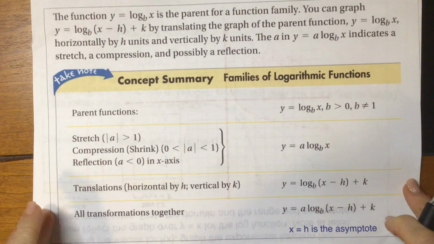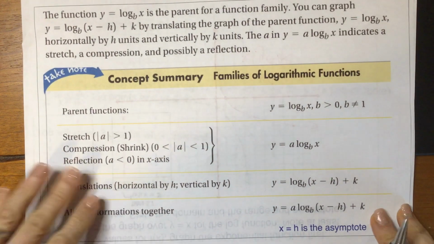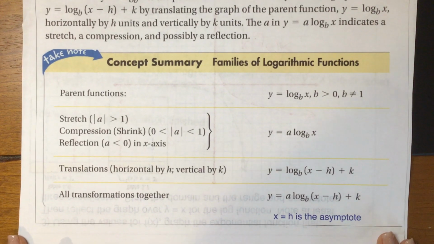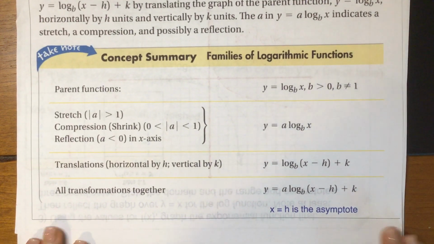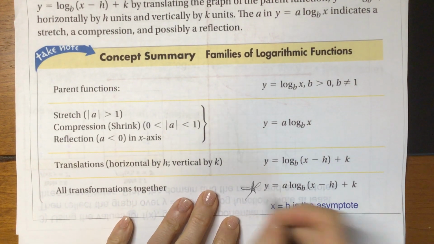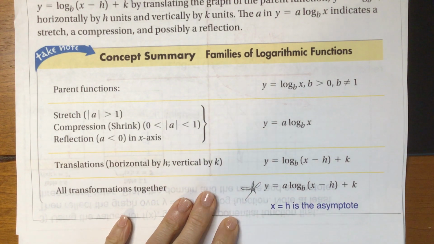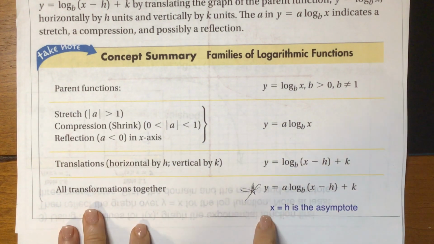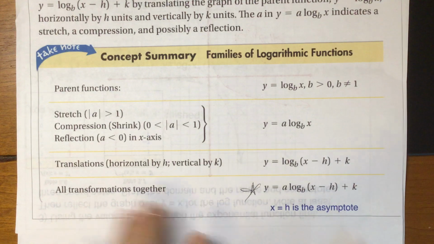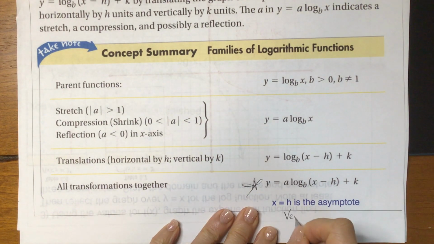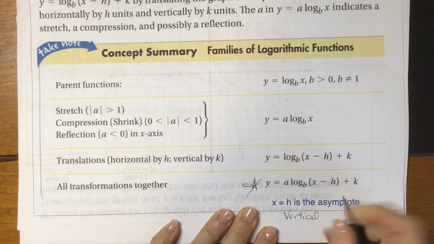Okay folks, it's your second exciting video on graphing logs. This chart comes from the Algebra 2 trig book, but what I really want you to get in your notes is the transformation of logs. And notice that x equals h is the asymptote because it's a vertical asymptote.